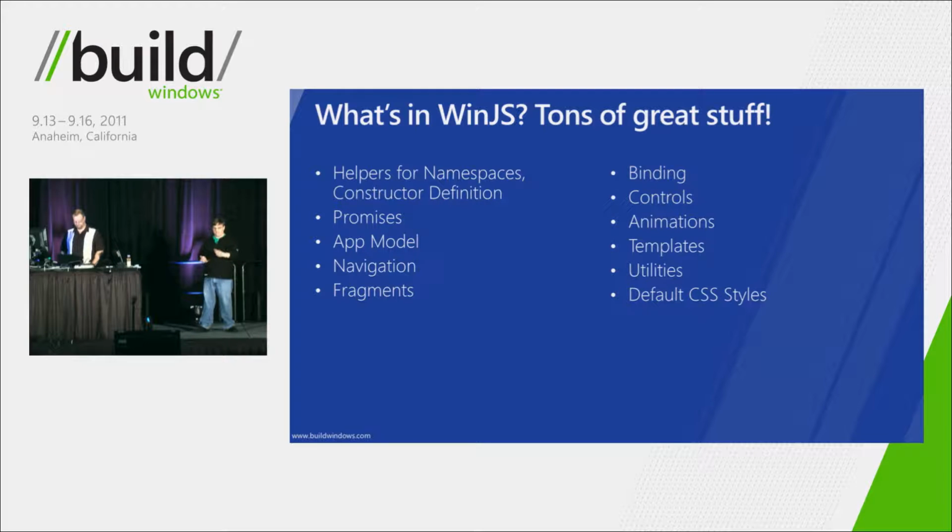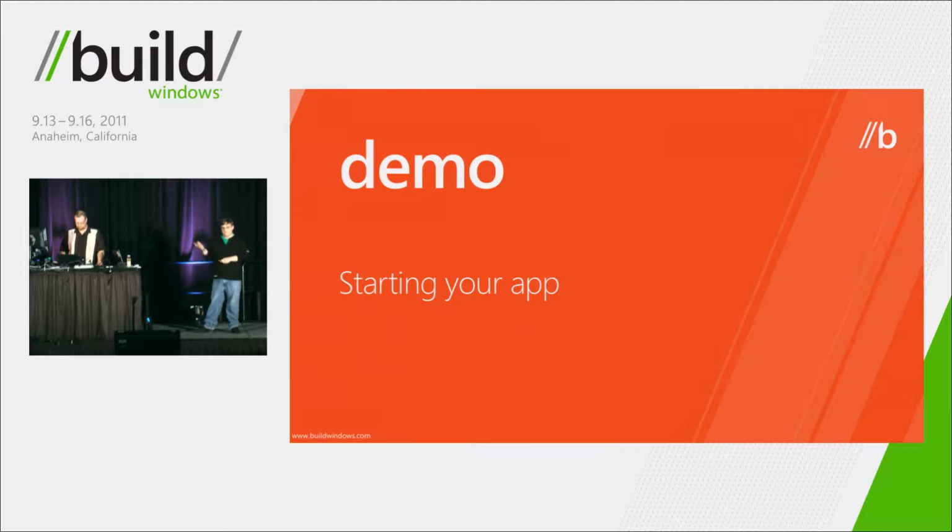App model, navigation, and fragments are all around building an application, not just a web page. Binding, controls, animations, templates are all about building a very rich and alive with activity UI. And then finally, we have some utilities and default CSS styles. Those aren't actually JavaScript, of course, they're CSS, but they are considered part of the WinJS library. Let's go next. So let's just dive in.